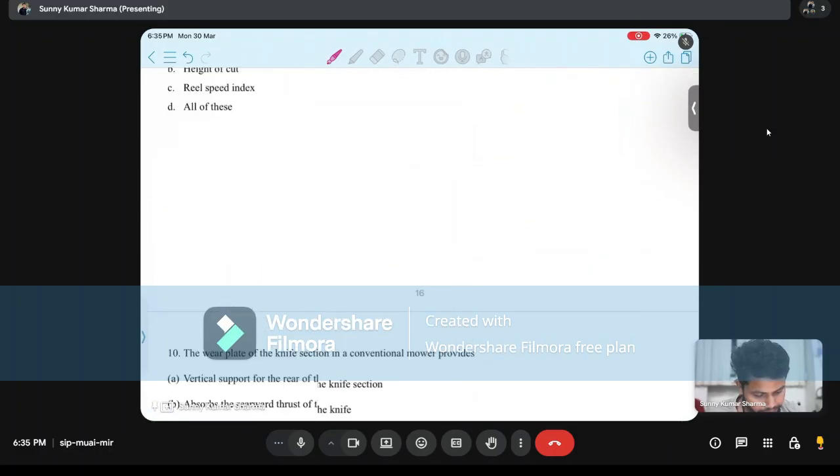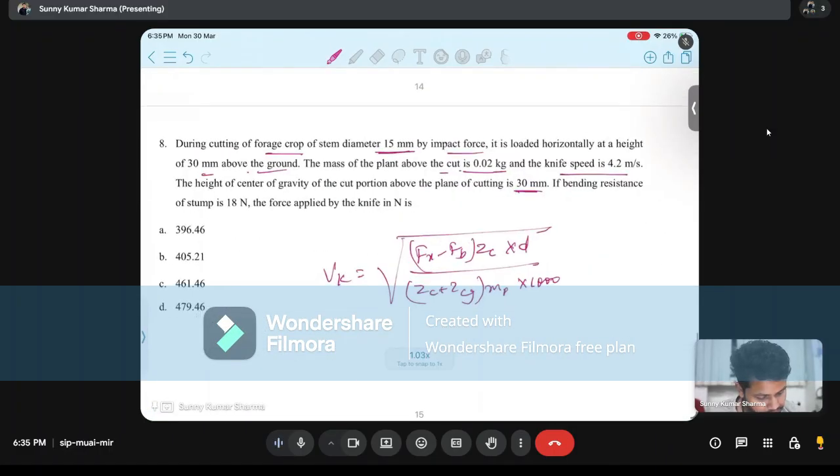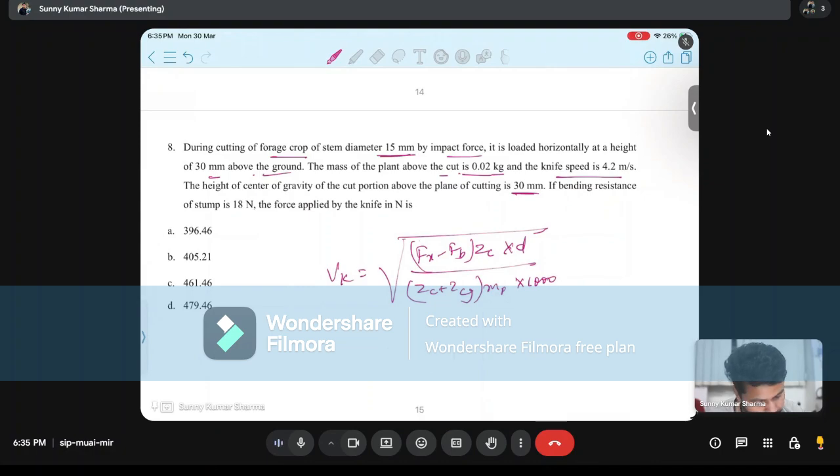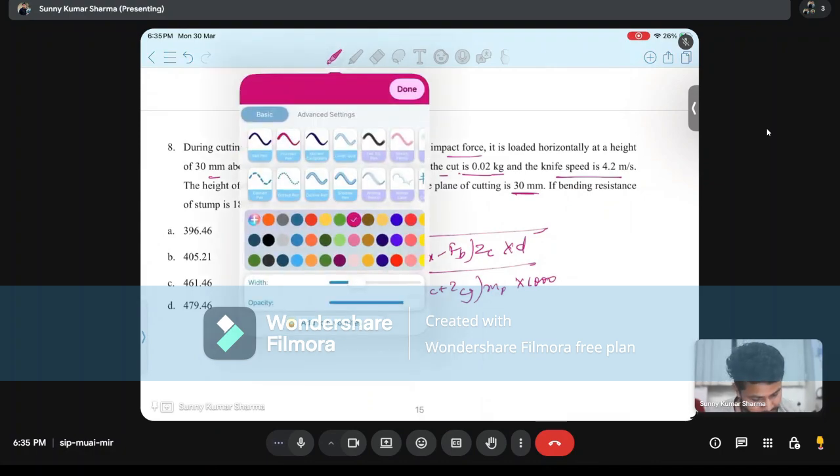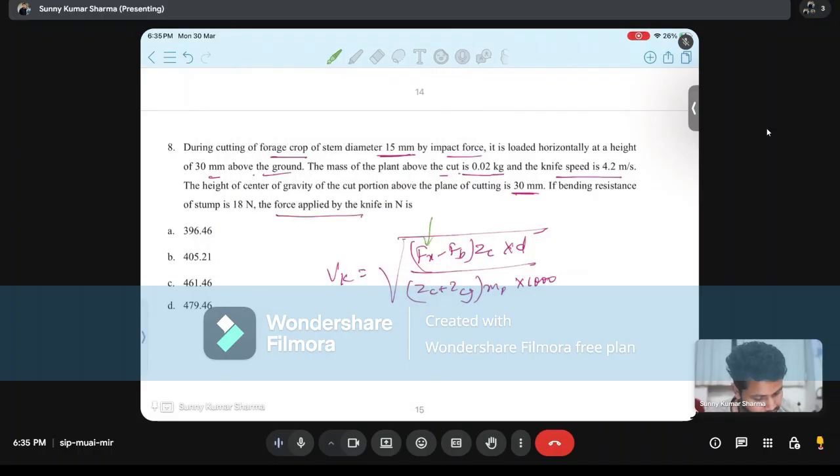So the question being asked is what is the value of force applied by knife? Force applied by knife is this Fx. We need to find this Fx. Bending resistance is 18 Newton. This is 18 Newton. The mass of plant cut is 0.02 kg. This is 0.02 kg.